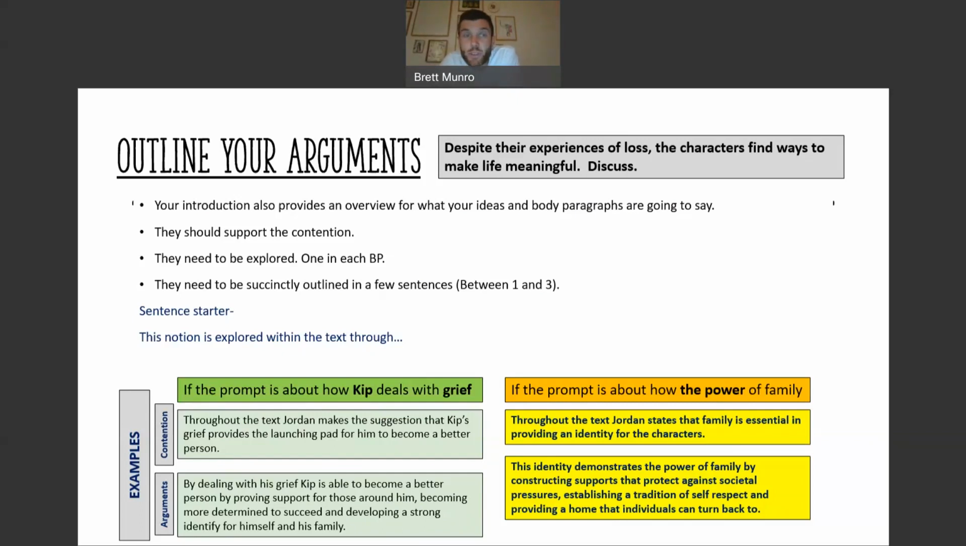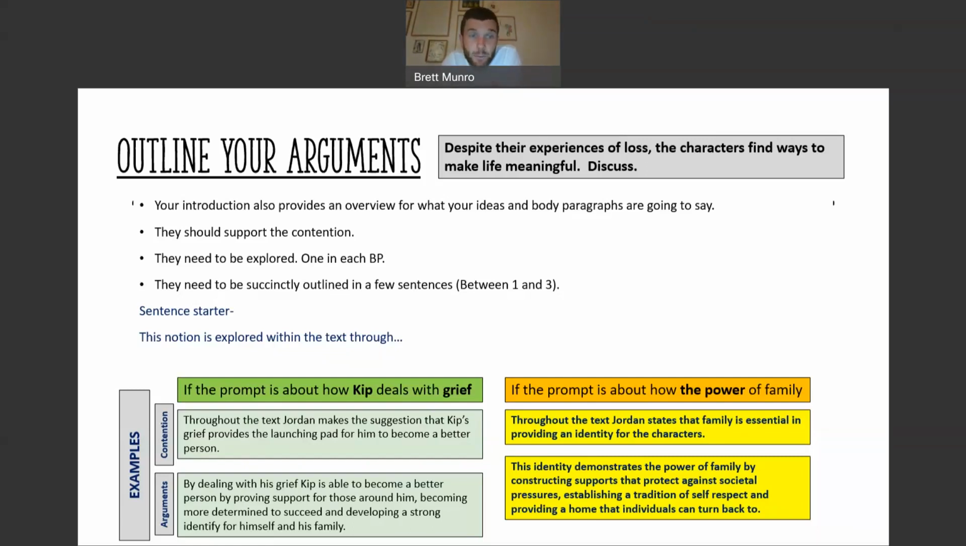Your arguments should support your contention. That's the point of them. They're your arguments. You're arguing for your contention. They need to be explored, one for each body paragraph. They also need to be succinctly outlined, all three of them, in a few sentences. I'm going to show you how to do this in one sentence, but I've seen students who just have 3 sentences. Sometimes that can be a little bit clunky, but it can be effective as well.